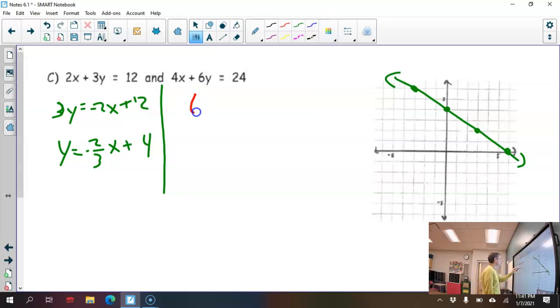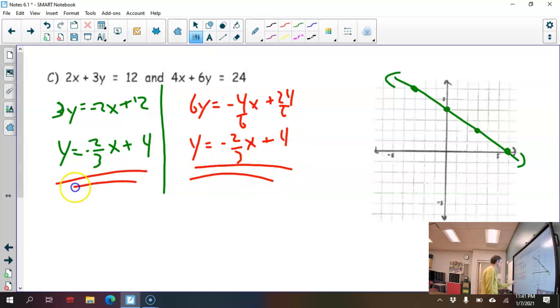I would subtract 4x from both sides, then divide everything by 6, that'd be negative 2/3. And that would be 4. And oh my goodness, look at that. These two equations were actually the same equation. So when I go to graph the red one, it has the exact same points. It's the same equation. It's the same line.